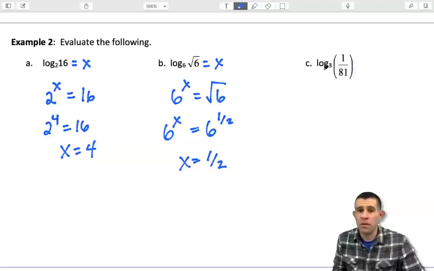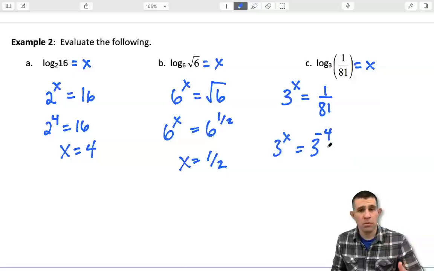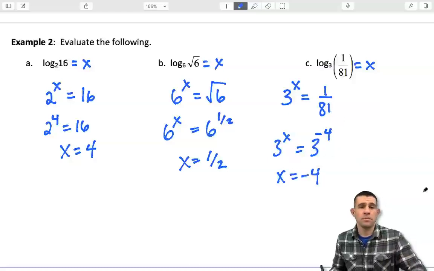All right, next up we have log base 3 of 1 over 81 is equal to this logarithm here. So in other words, 3 to what power is going to be equal to 1 over 81? Well, remember, 81 can be written as a power of 3, and 1 over 81 is just written to that same power, but now it's negative. 81 is 3 to the 4th. So if I write it as 3 to the negative 4th, then I know 3 to the x must be equal to 3 to the negative 4th, and therefore x must be equal to negative 4.